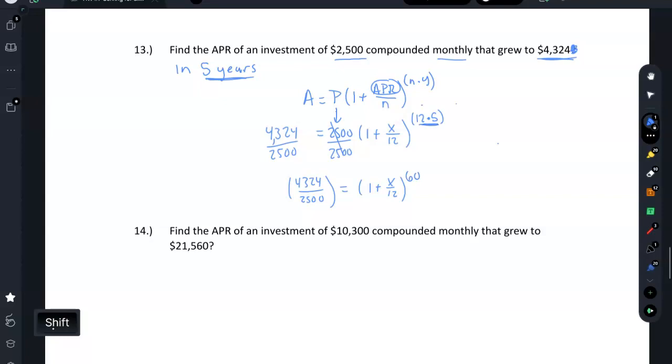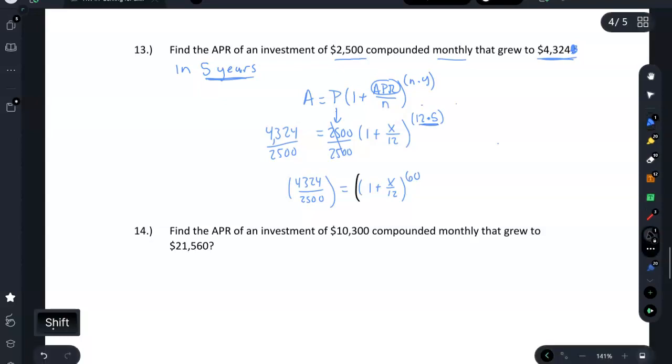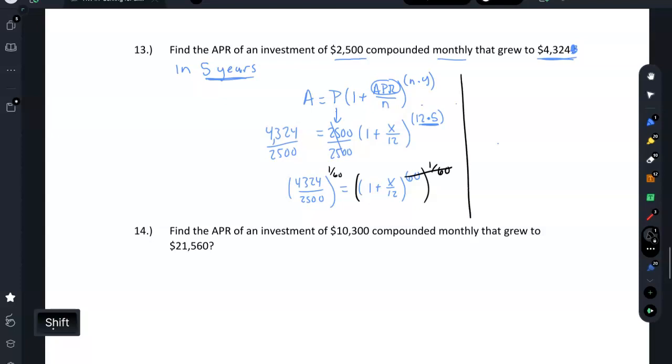So now here's how to cancel out 60, just like we did last time. To cancel out that exponent of 60, I'm going to raise it again to the 1/60th. But if I do it to one side, I need to do it to the other side. That's going to cancel on that right-hand side. So I'm going to switch over to using black. So I have 4,324 over 2,500 raised to the 1 over 60 is equal to 1 plus x over 12.